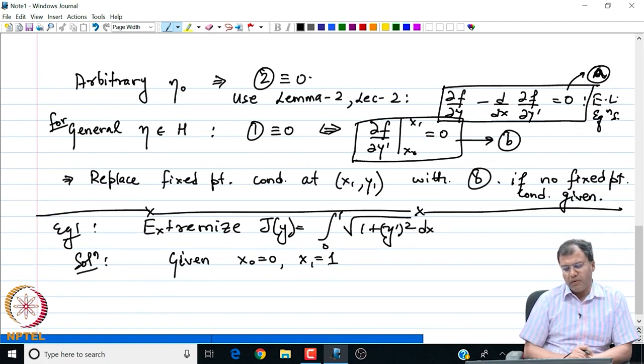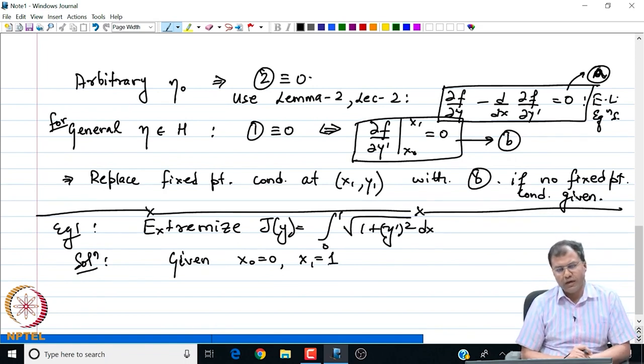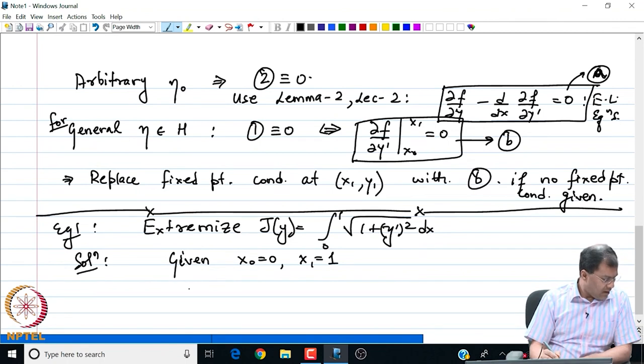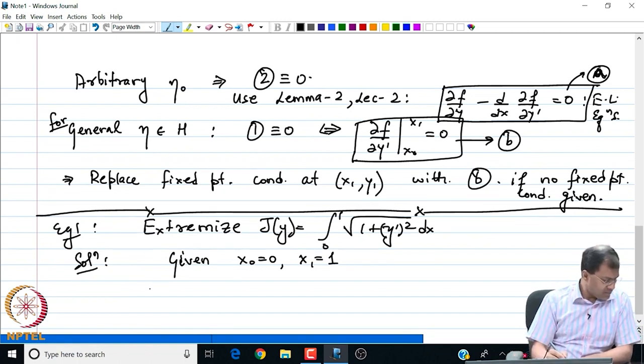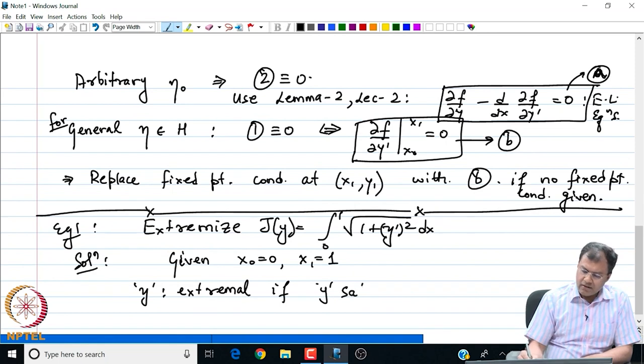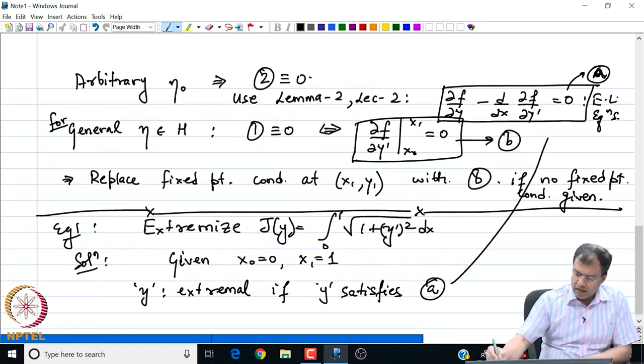So, it is assumed that for the general class of such problems, for the variable endpoint case, we are going to use the natural boundary condition. Even before we go ahead, we know that for the fixed point problem, the solution to this arc length problem was a straight line. Which means y is extremal if y satisfies our condition A, which is the Euler-Lagrange equation.